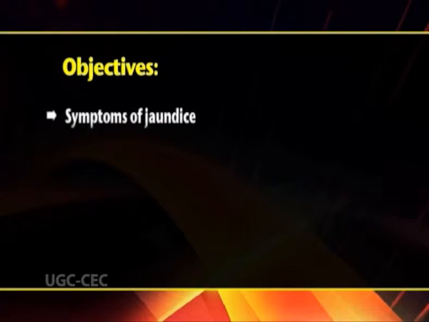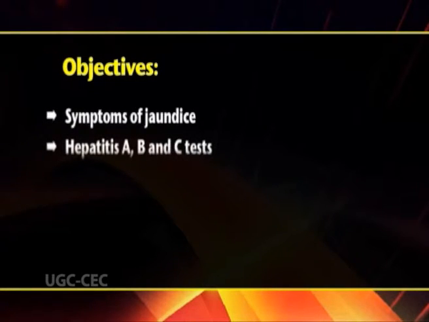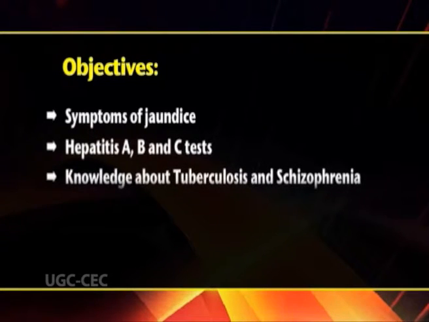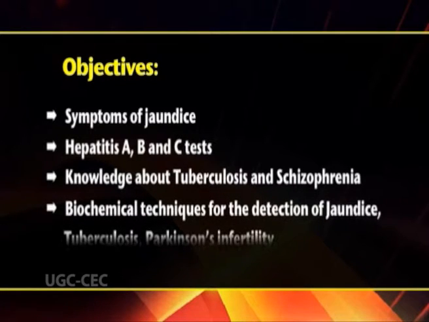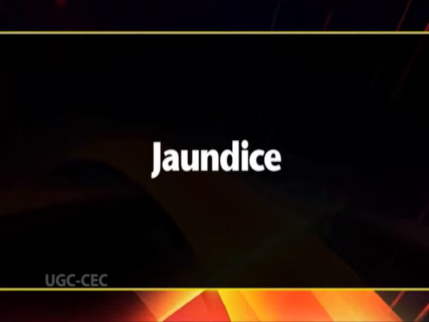First, to know about the symptoms of jaundice. Second, to know the hepatitis A, B and C tests. To get knowledge about tuberculosis and schizophrenia, and to know about biochemical techniques for the detection of jaundice, tuberculosis and Parkinson's infertility. So, first of all, we will discuss about jaundice.